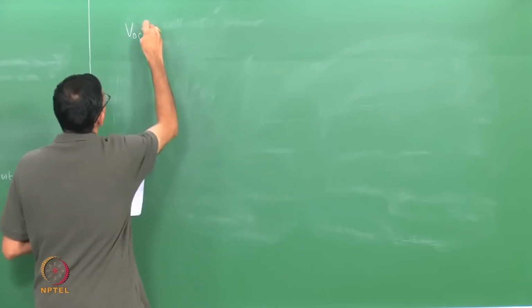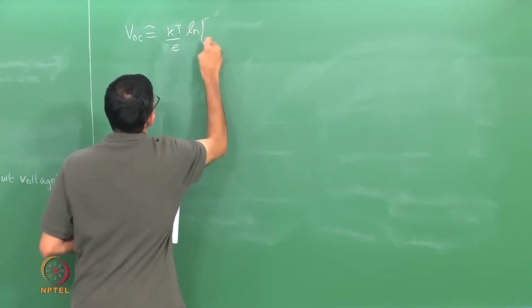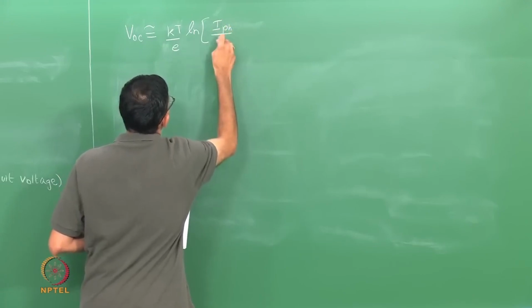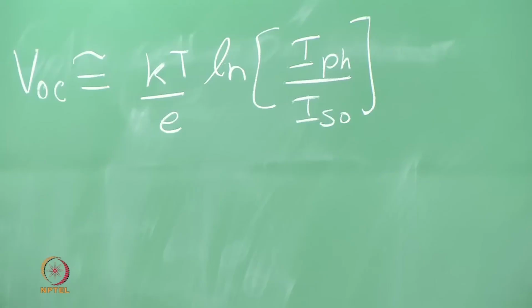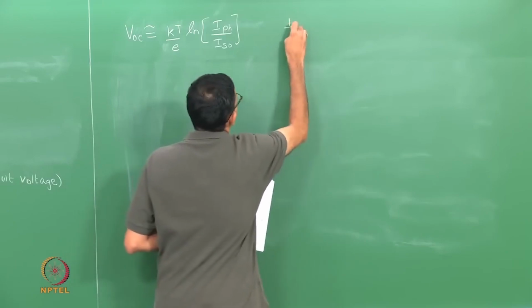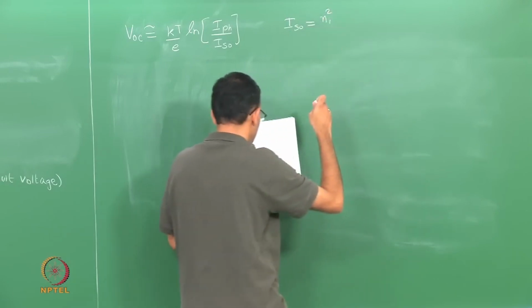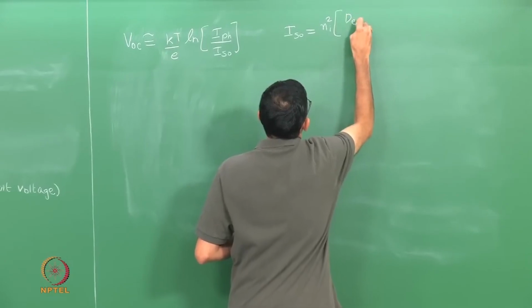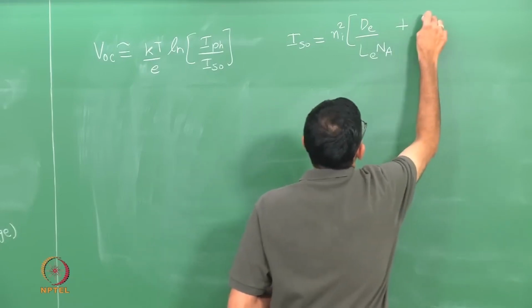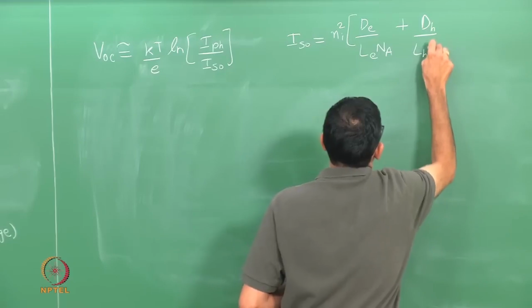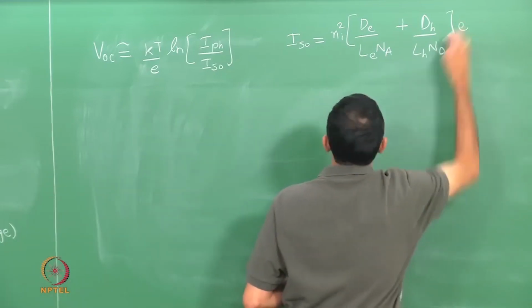So we have written down the expression for the open circuit voltage. VOC is approximately KT over E ln of IPH over ISO. IPH is your photocurrent, which depends upon the intensity of the light, and ISO is your reverse saturation current, which depends upon the intrinsic carrier concentration Ni square, and also on the diffusion coefficients, diffusion lengths, and the concentration of the P and the N regions. There is a term E here.